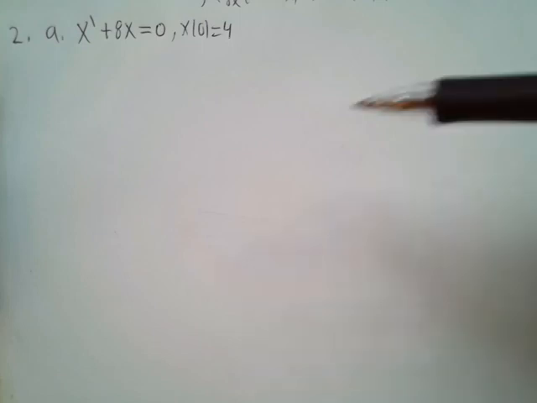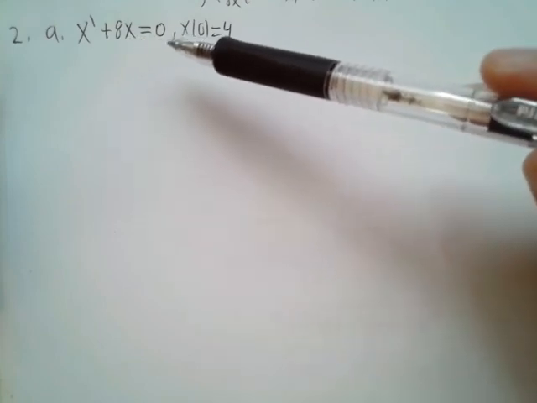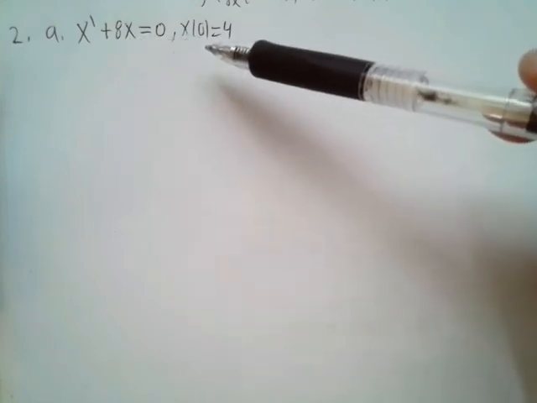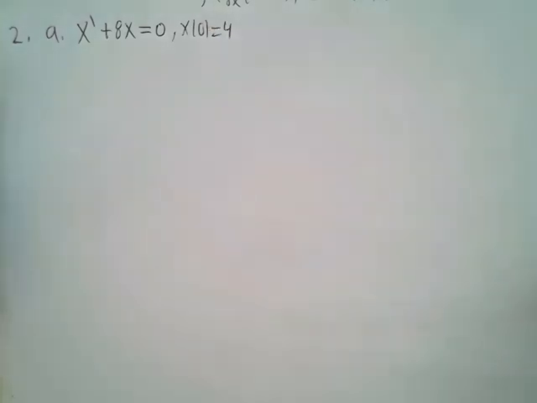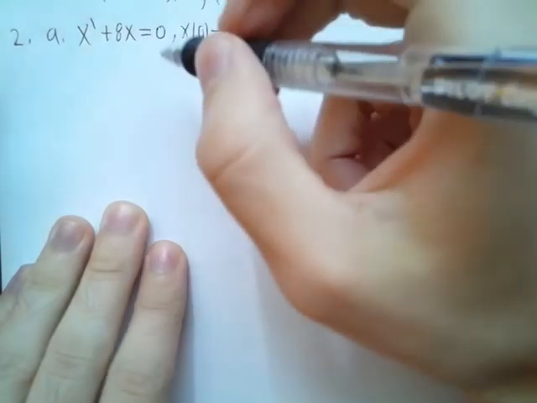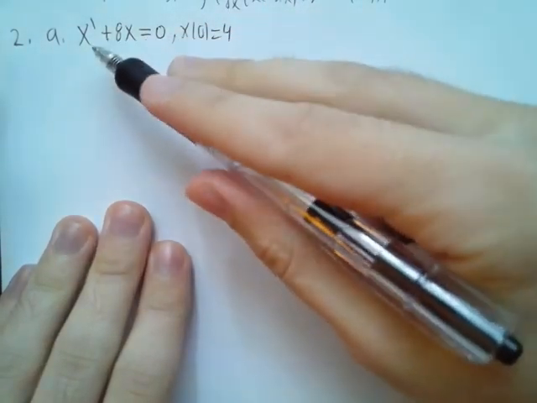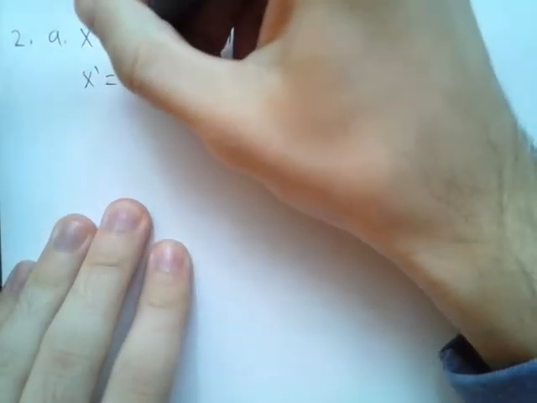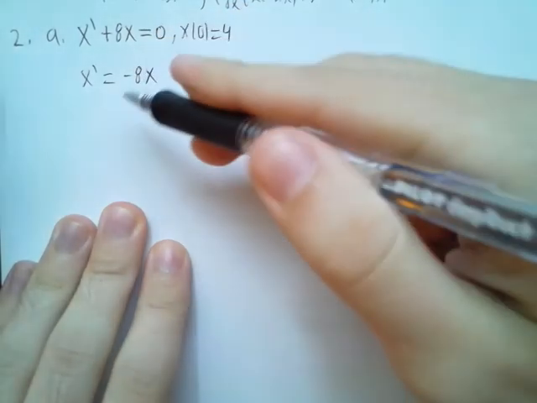Alright, so we have the equation x prime plus 8x equals 0 with an initial condition x of 0 equals 4, and we're asked to solve this differential equation. So the first step to get this into a form we can recognize is to get the x prime isolated on its own. So we can write that x prime is equal to negative 8x. And now this is an equation that you should recognize.